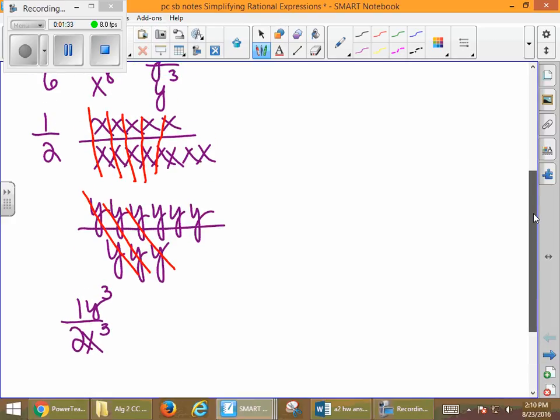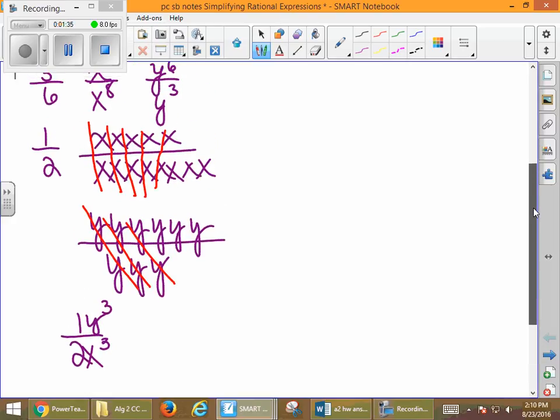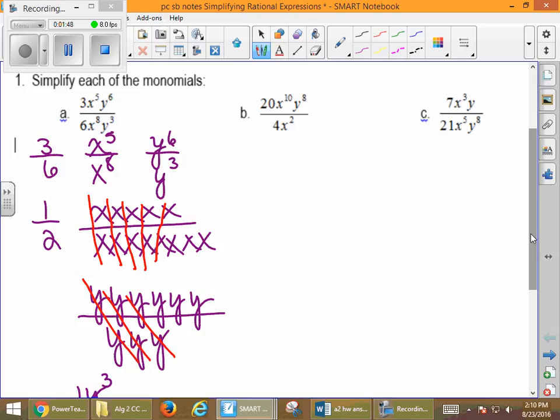Now, if that works for you, I have no issue with that method. It just takes some time. But does anybody remember what the rule is when we really are dividing exponents? Because who really wants to write all of that stuff out? Abby? You subtract the exponents.